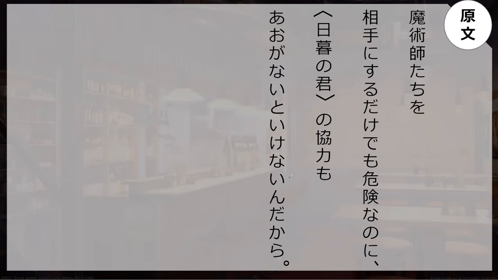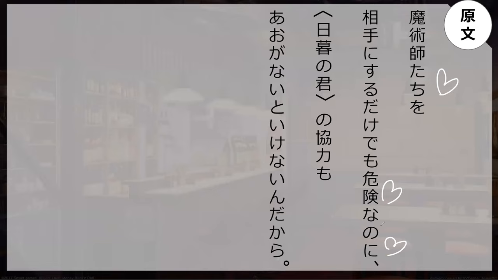Oh, wait. I guess it has to do with a different topic being dropped from the sentence. Sore gurai wakatteru. Oh, okay, I get it. Okay, you're right. I'll explain what's going on here from what's been dropped from the sentence. It makes sense once you try translating it. Okay, let's try. Majutsushi tachi wo aite ni suru dake demo, ikenai nano ni. No ni here means however.